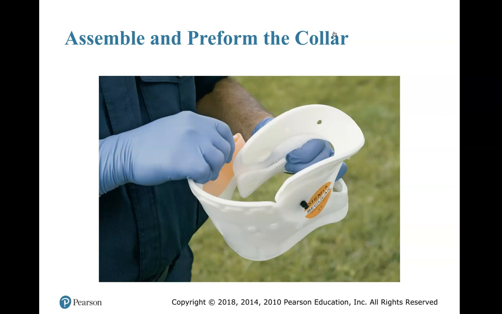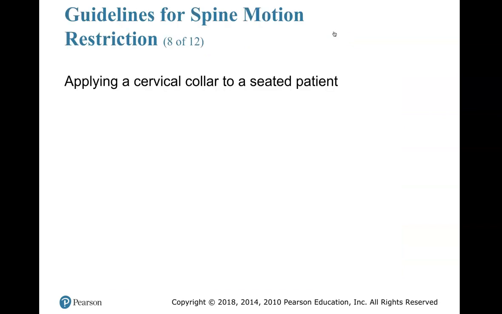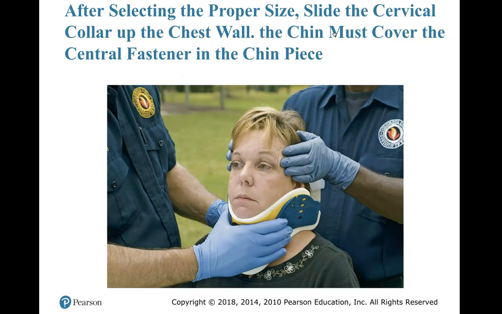All right, assemble and preform the collar. Okay, applying a cervical collar to a seated patient. It's pretty simple. This would be the easiest piece right here. On a seated patient, you want to always put the chin piece on first. That way you know the front is on. Then wrap the collar around and secure it with the strap.